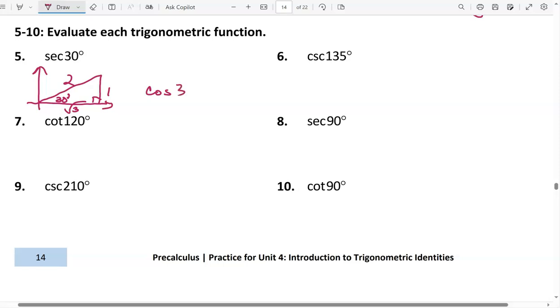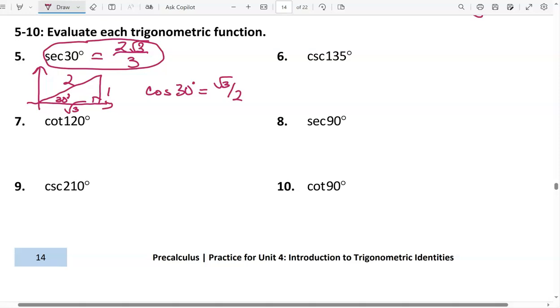Cosine of 30 degrees from our picture is the adjacent side over the hypotenuse side. So that's going to be the square root of 3 over 2. And so to find secant, I'll take the reciprocal of that, which is 2 over the square root of 3, and then just rationalize that. So that's 2 times the square root of 3 over 3.